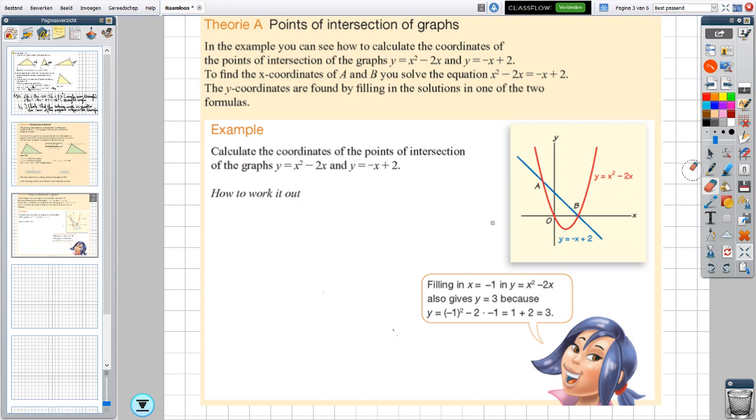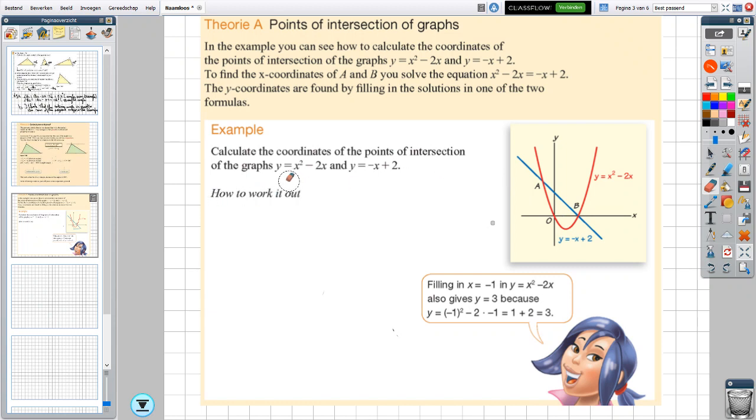More practical exercises. So for example, an exercise that you can get is something with the intersection points of graphs. So right here, for example, calculate the coordinates of the points of intersection of the graphs y is x squared minus 2x and y is minus x plus 2. They don't have to give you a sketch with this, but in all the exercises that you get, you also get a sketch with this, so you know what they're talking about.